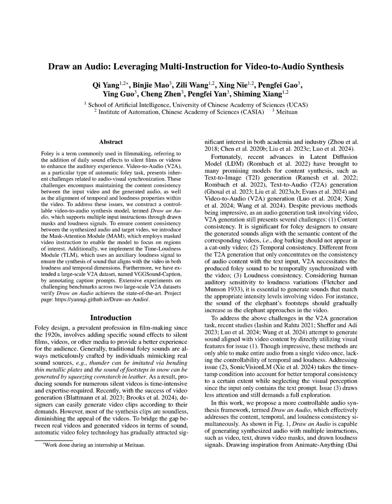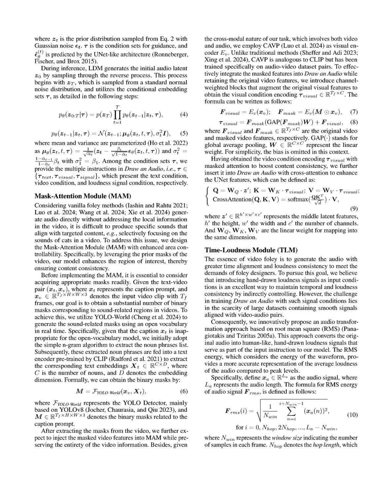The theoretical benefits of using Draw-in-Audio over existing video-to-audio (V2A) generation methods lie in its enhanced controllability and improved consistency across content, temporal alignment, and loudness. Specifically, Draw-in-Audio employs the Mask-Attention module (MAM) to focus on regions of interest within the video, ensuring that the generated audio aligns semantically with the visual content, thus addressing content consistency effectively.